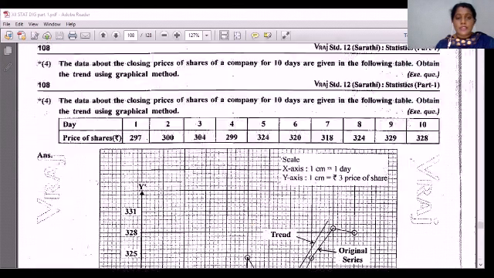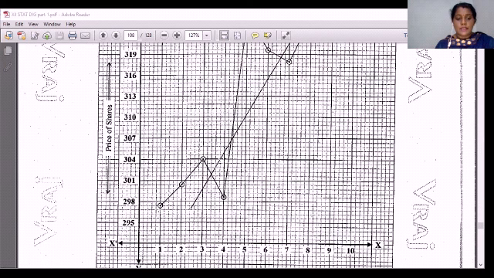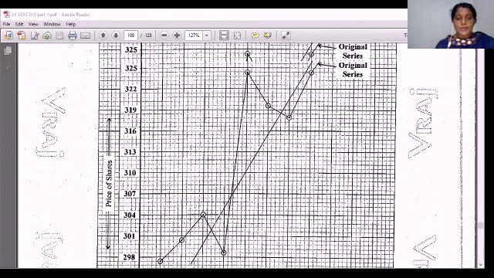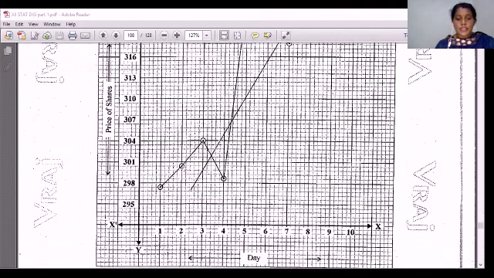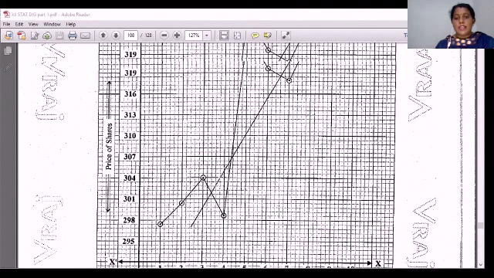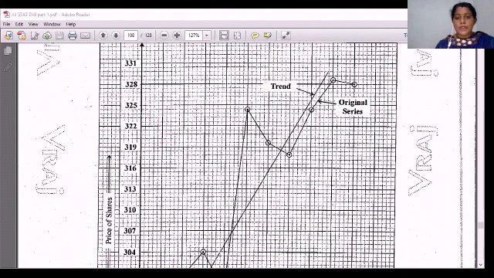The first year it comes to 297. First year it is 297. Second year it is 300. Right? Like this they have drawn. Okay, now the scale is x-axis 1 centimeter equal to 1 day, y-axis 1 centimeter equal to rupees 3 price of shares. Right? So this is your fourth graph.